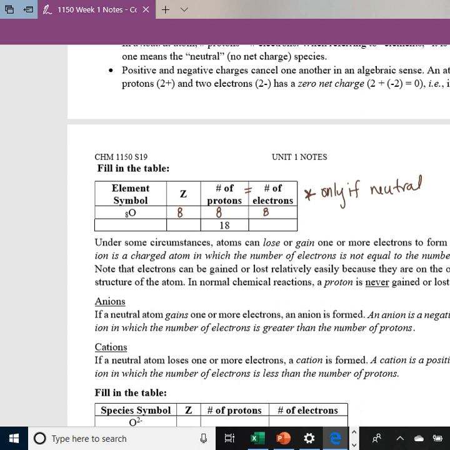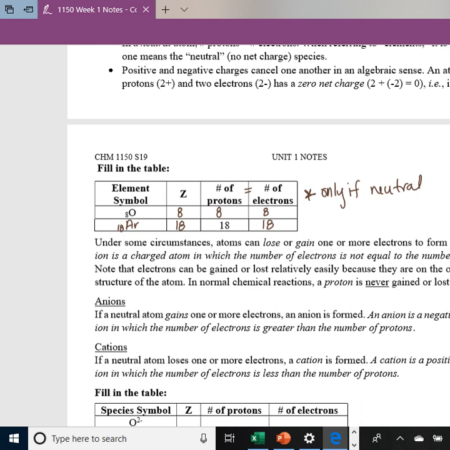For the next line, the only hint we're given is that the number of protons is 18. So I know that Z must be 18. And I also know that we're dealing with neutral atoms in this example, so there must be 18 electrons. And if I look at the periodic table, I'll see that that's argon, Ar, and then I would write 18 to the left.